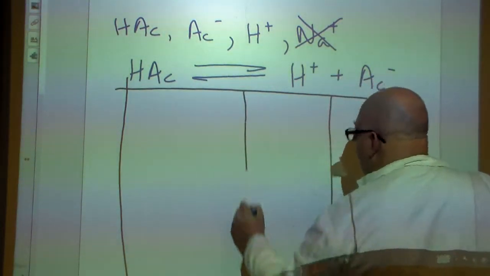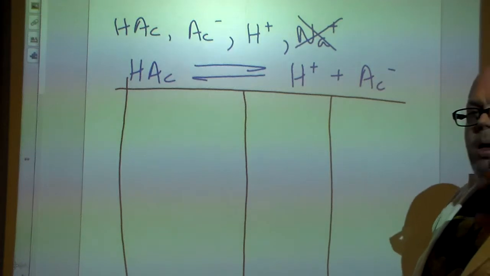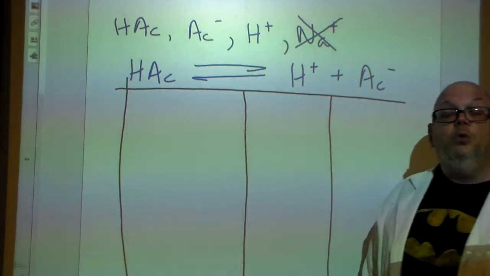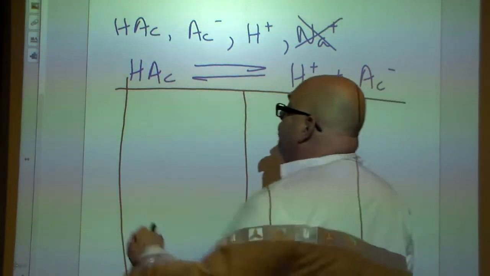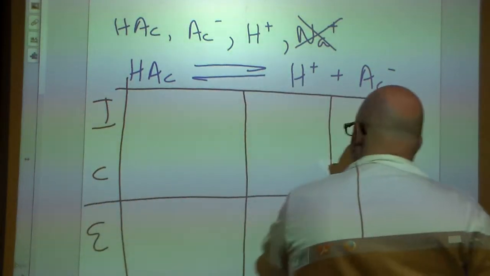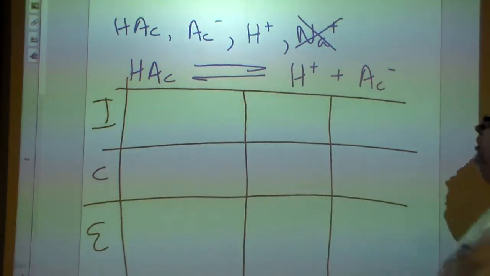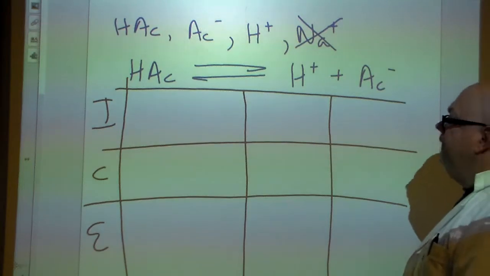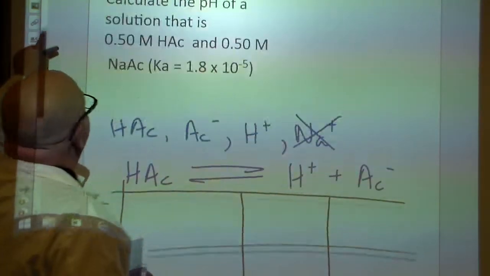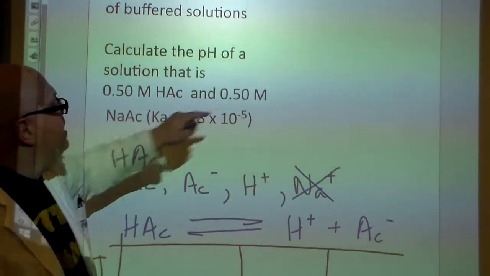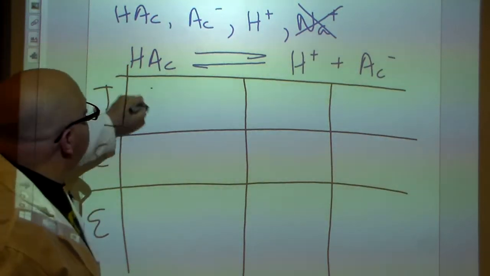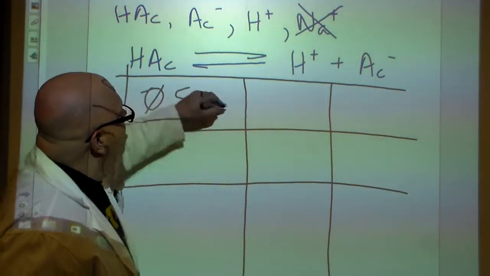If you don't remember how to do the ICE table, you can check other videos talking about equilibrium, where I go through that with you guys. We have our initial, our change, and our equilibrium. Again, you don't have to draw the table the same way that I do it. That's perfectly fine. Now, what did they give us as information? Well, they gave us this and this. So our original concentration here is going to be 0.5 molar.